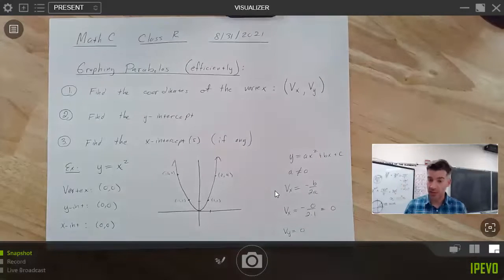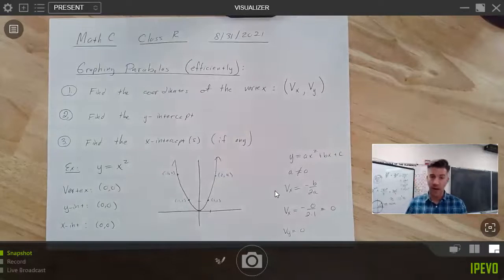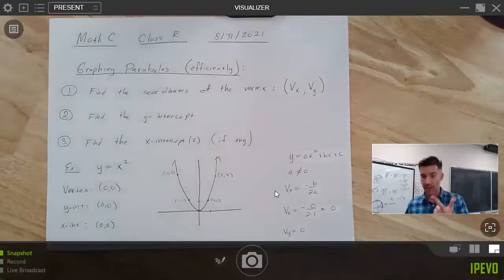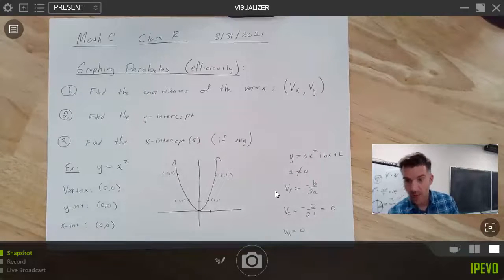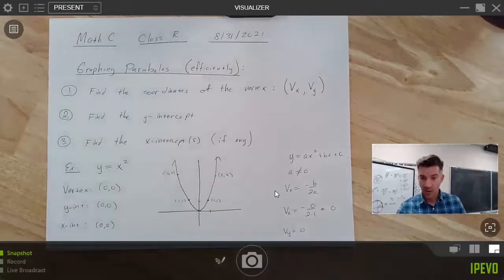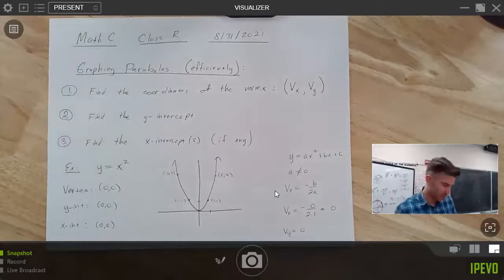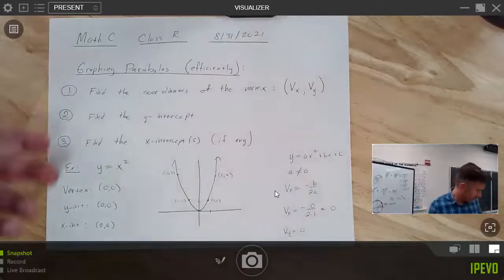So we're going to talk about how we find the vertex, the y-intercept, and the x-intercepts. But to find the intercepts, you're totally right, Faith. Exactly, so this one is y equals x squared plus 0x plus 0.